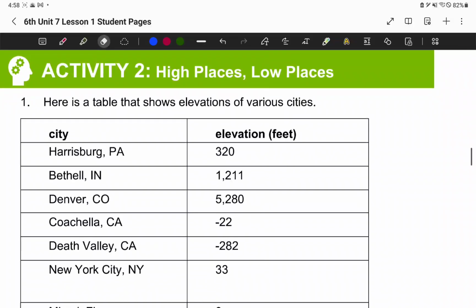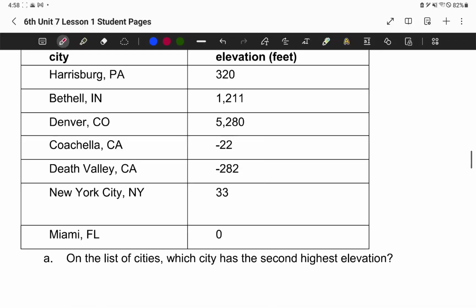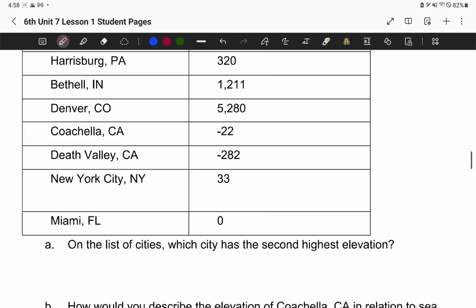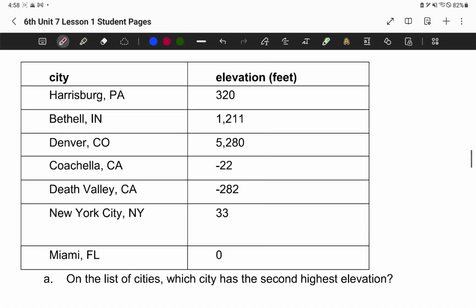All right. So, here's a table that shows the elevations of various cities. And so it tells us that we've got the cities and the elevation. The elevation is in feet. Okay. So on the list of cities, which city has the second highest elevation? Well, when we look at it, again, we should take a look and go, what do we notice? What do we wonder?